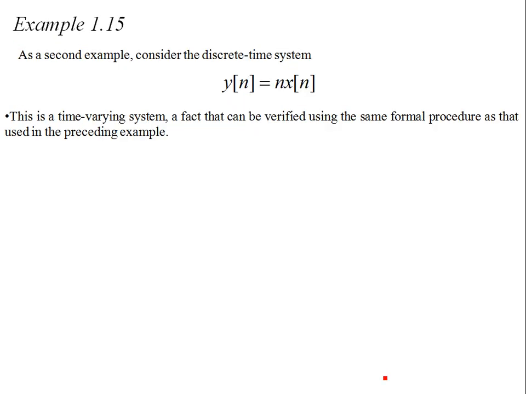Now this is another example. Let's try to illustrate the same effect of checking time invariance. This is the second example. So now we consider a discrete time system: y[n] is equal to n x[n]. This is a time varying system. This is a fact that can be verified using the same formal procedure as we've done in the preceding example.